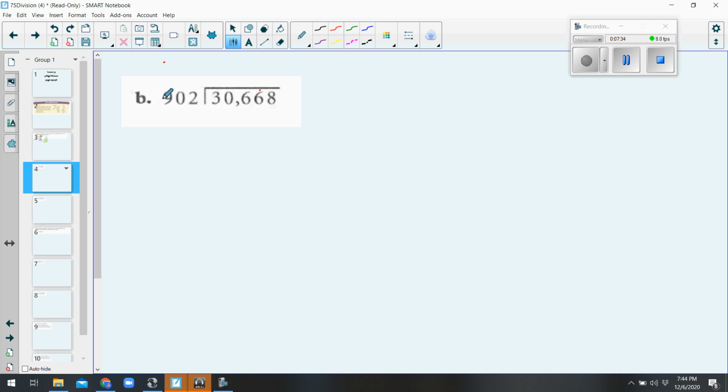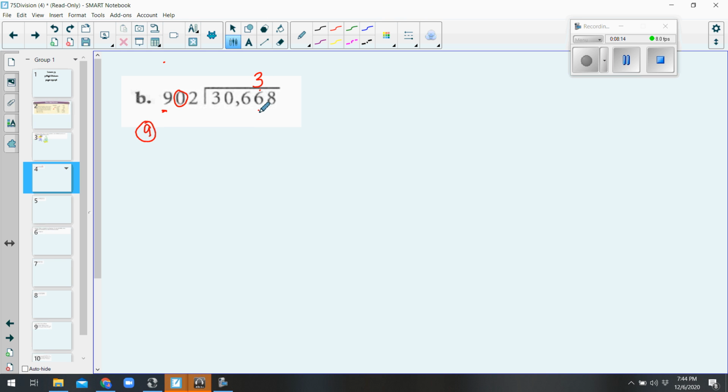Now, I'm looking at my 3-digit divisor. I need to look at my second digit right here. It is a 0. It is less than 5. So I'm going to keep my first digit, my 9, as my guessing number, my estimating number. Now ask yourself, will 9 go into 3? No, it won't. Will 9 go into 30? Yes, it will. It will go 3 times. So I'm guessing that 902 will go into 3066 3 times.